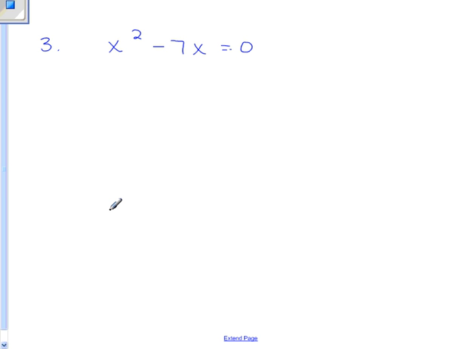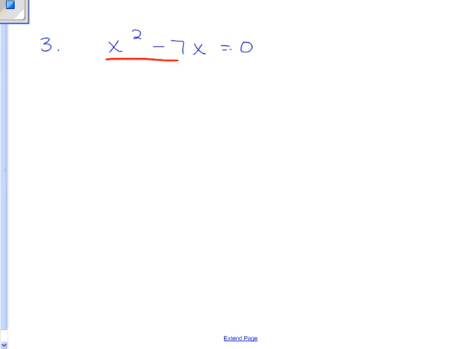Example number 3, x squared minus 7x equals 0. Okay, so again, think about those list of steps. Is it in standard form? Which it is because it's equal to 0. So that means factor the polynomial that you have on the left side.